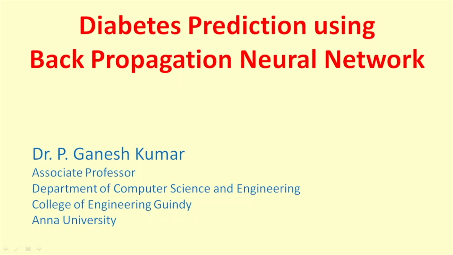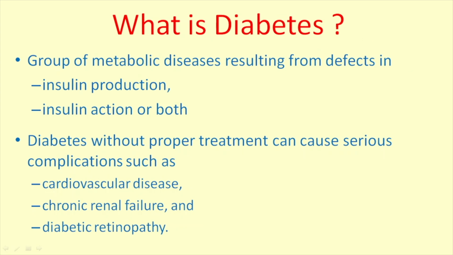through data. Let me explain what diabetes is. It is a very common disease prevailing among many people nowadays. It is a kind of metabolic disease which may come because of defects in insulin production, insulin action, or both. That is the major cause for this kind of disease. Without proper treatment, it may lead to various complications like cardiovascular disease and chronic renal failure. Sometimes the eye gets affected, and the severe condition is called diabetic retinopathy. Those kinds of problems.